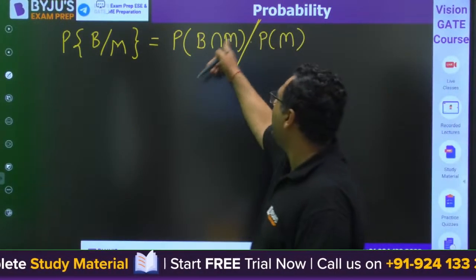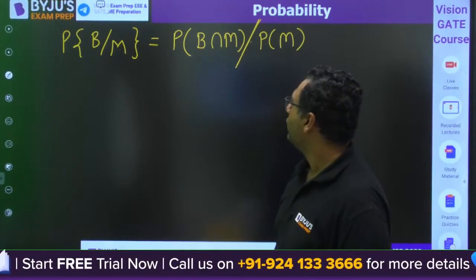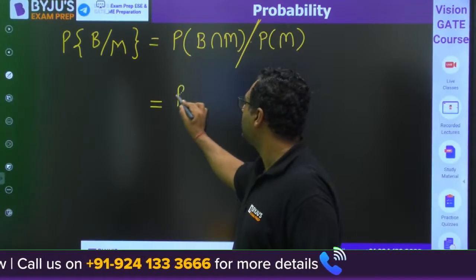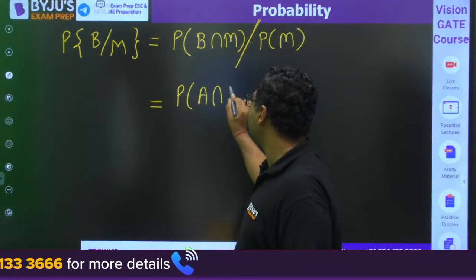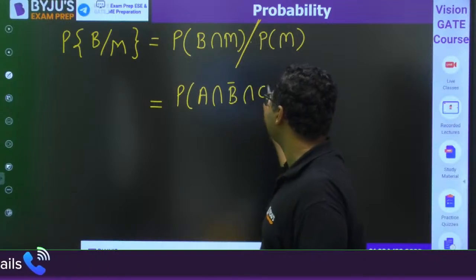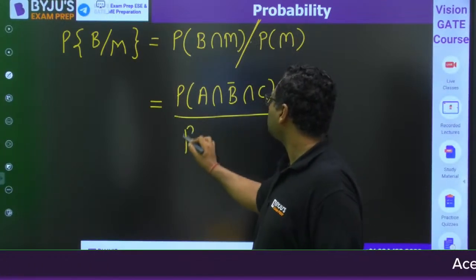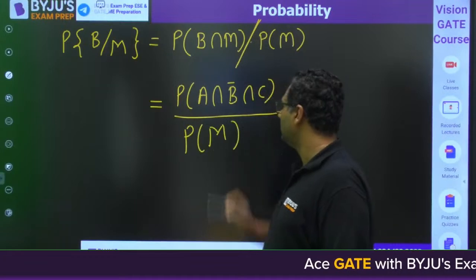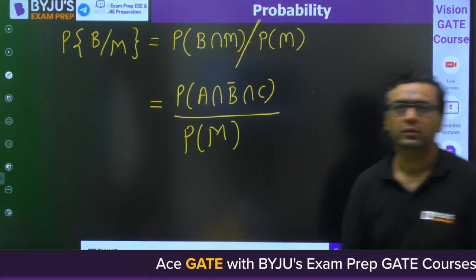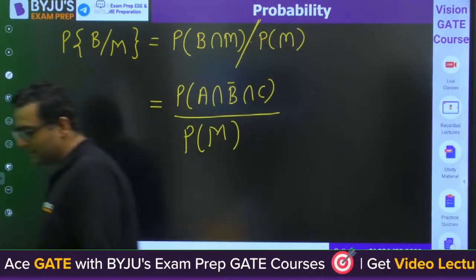Probability of B missing the target. What is probability of B missing the target? A intersection B bar intersection C. This will be the answer. Any doubt, please ask, guys.